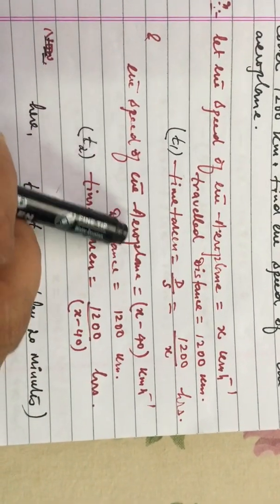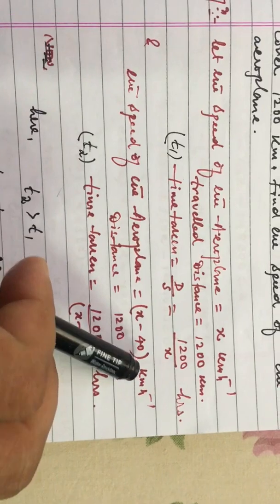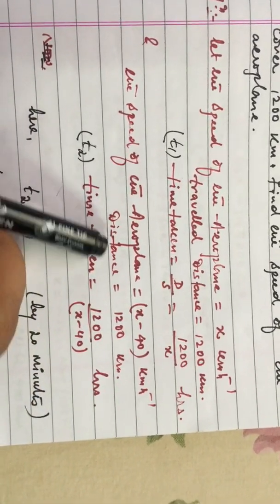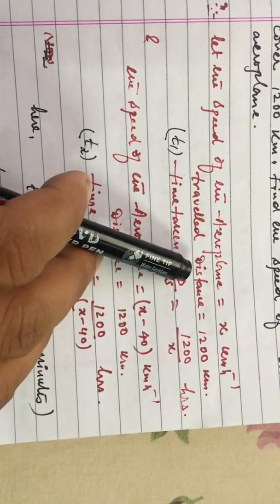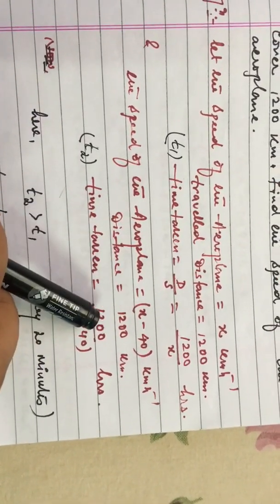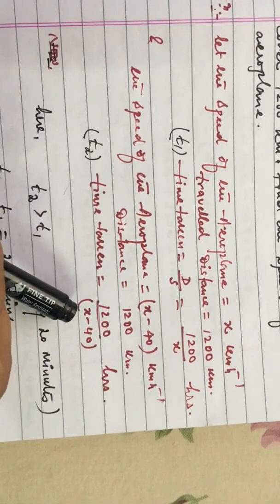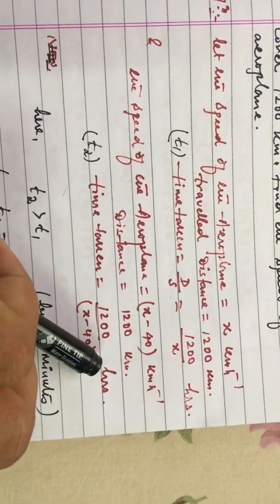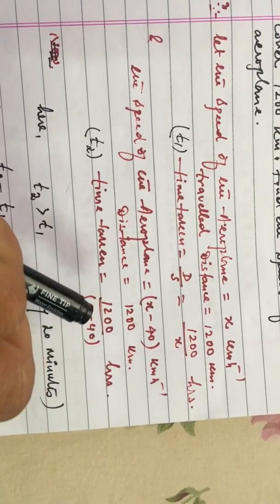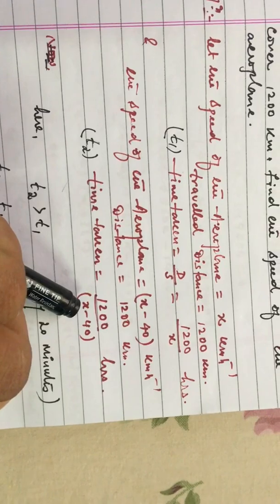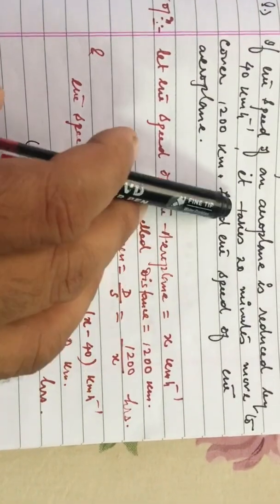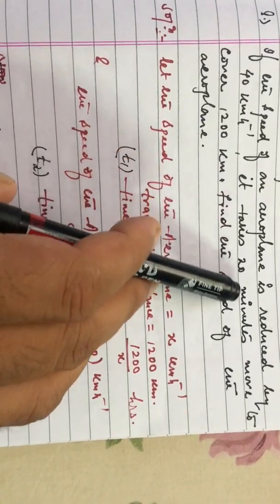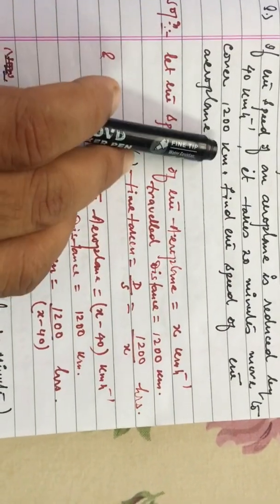Then the speed of the aeroplane will be x minus 40 km per hour, and the distance traveled 1200 km. For the time, the same formula we are using, distance by speed. Distance traveled 1200 km and speed x minus 40, so 1200 by x minus 40 hours. But if the speed is decreasing, the time taken is more. That is clearly mentioned here: it takes 20 minutes more to cover the same distance.